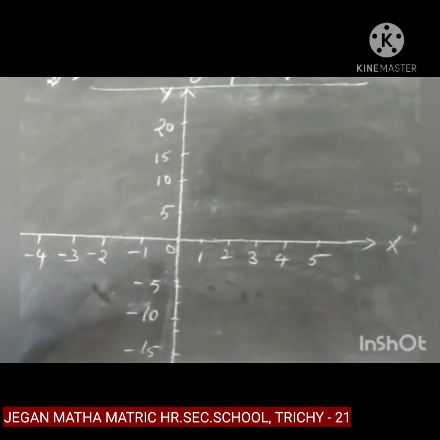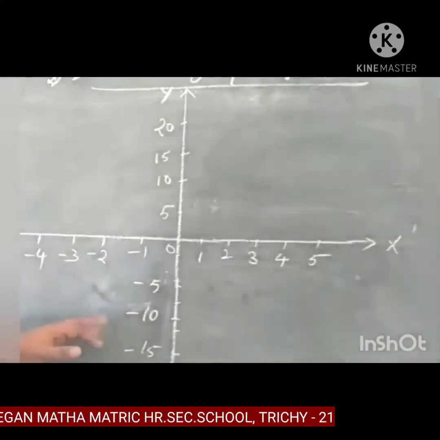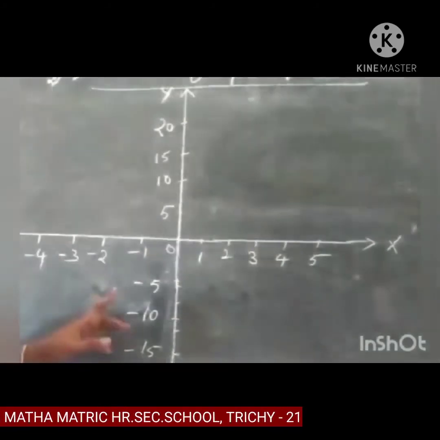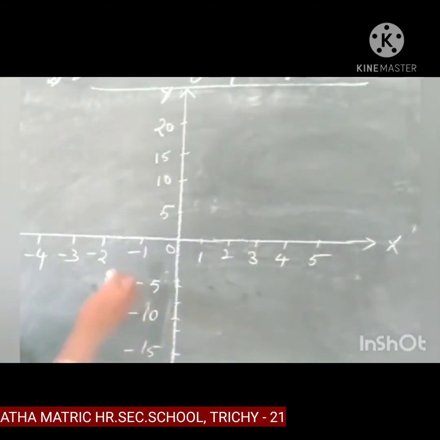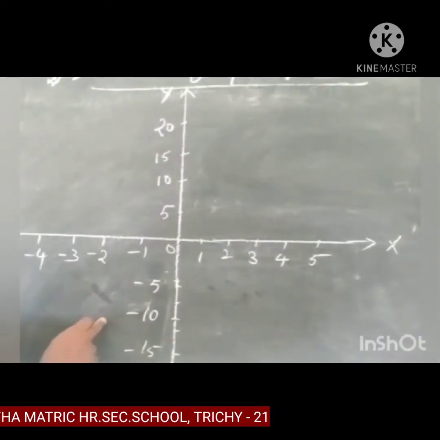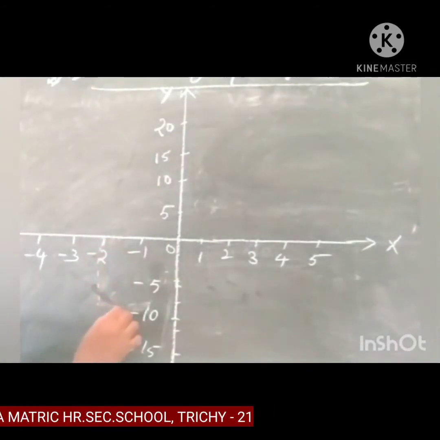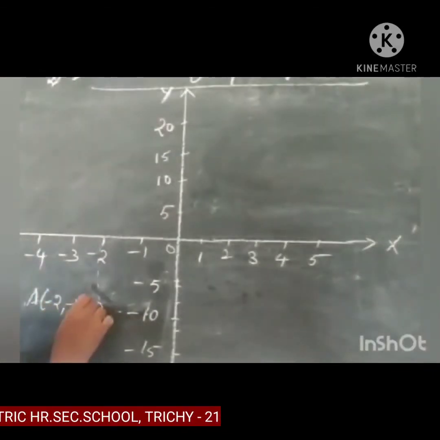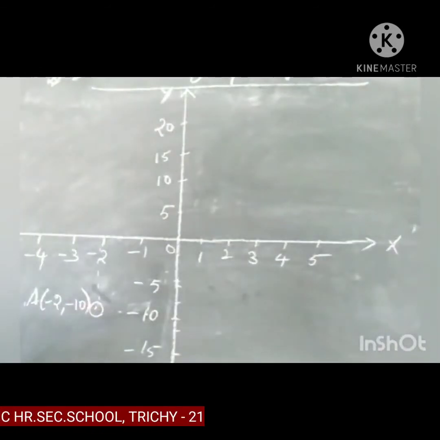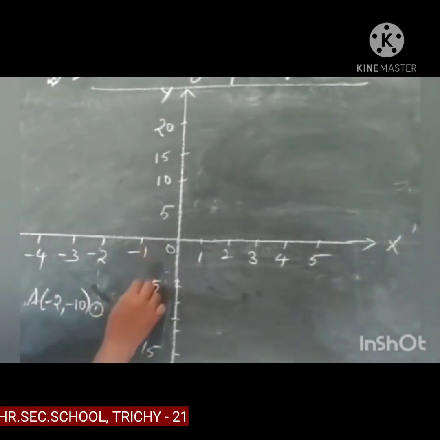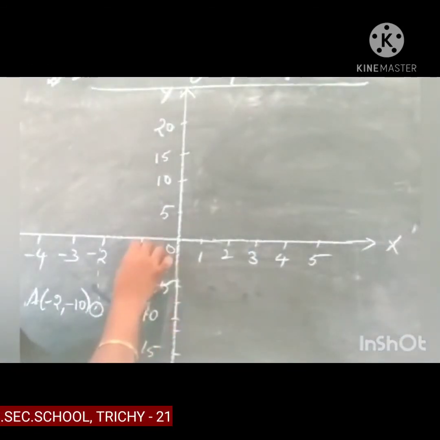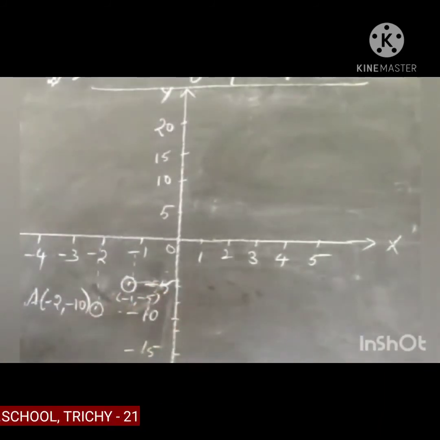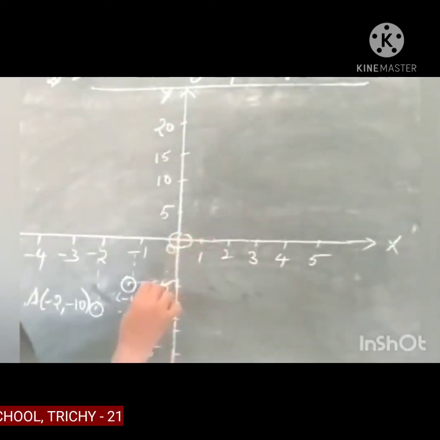Now let us mark the given numbers, whatever answers we finished now. First point, point A, which we already finished. The point A is minus 2 comma minus 10. Both are minus values, so you have to mark it in the third quadrant. Minus 2, minus 10 here. So point A, minus 2, minus 10. Now next point B, minus 1, minus 5. Minus 1, minus 5 here. Okay, this is point B.